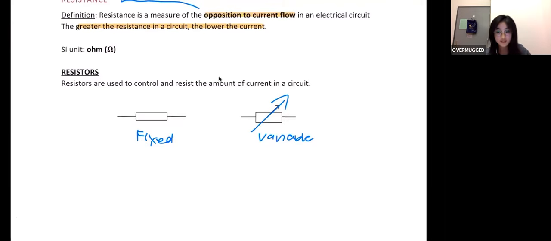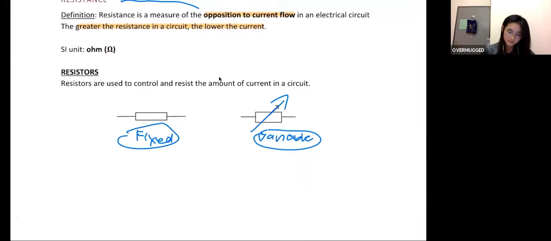But a variable resistor has a slightly different function. It varies the resistance. So the resistance can go higher, can go lower, and ultimately that is going to affect the current. So you must know the function of fixed as well as variable resistors. It is somewhere probably in your textbook. Will it come in exams? Not very likely, but it still could. So it'll be good to know some functions of fixed and variable resistors.